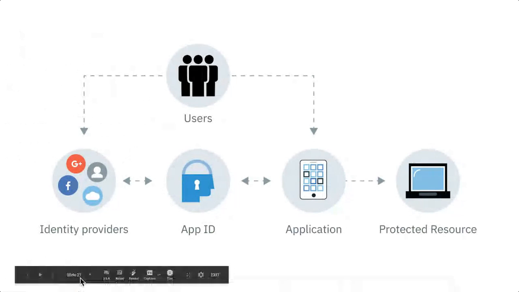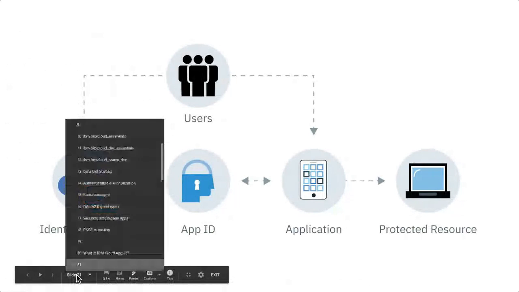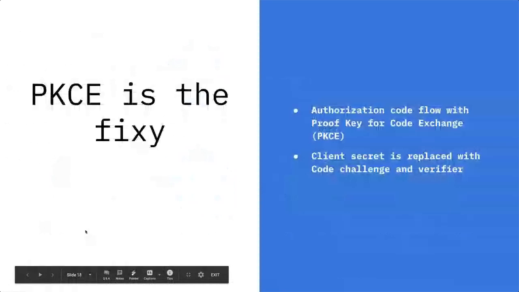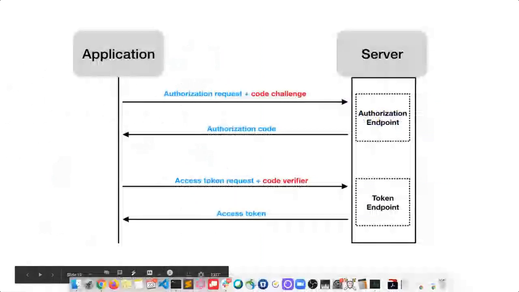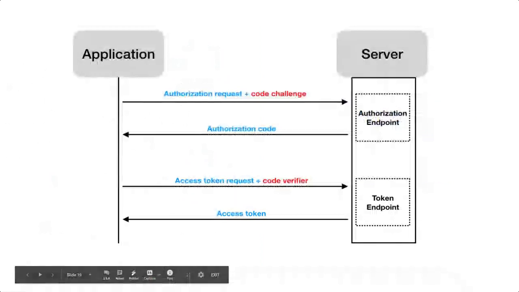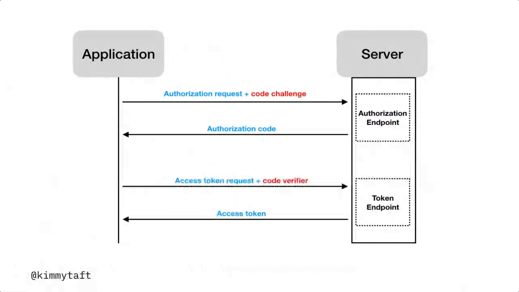So now if we go back and look at this diagram that we looked at just a minute ago, if we work through the authorization code and PKCE flow with App ID, a user is going to attempt to log into your single page application.